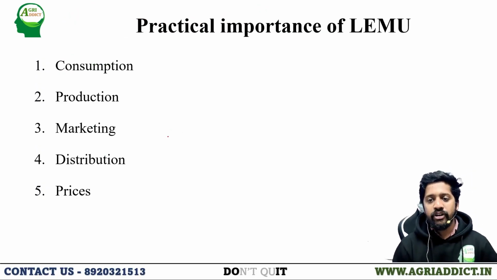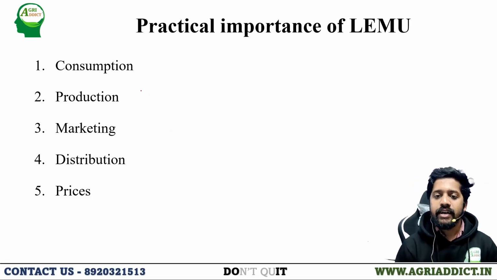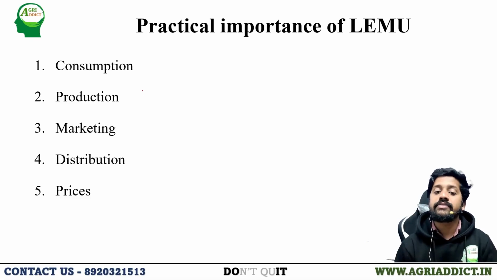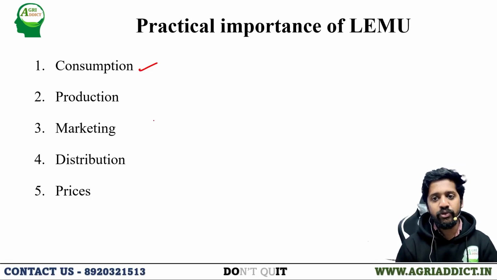Coming to the practical importance of the law of equal marginal utility. In the case of consumption, as we have already discussed, while I am consuming these 3 vegetables, I allocate my resources where my marginal utility is maximized or equalized. So in consumption, we have already discussed the importance of the law of equal marginal utility. What happens in the case of production?